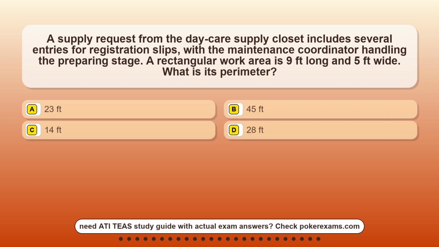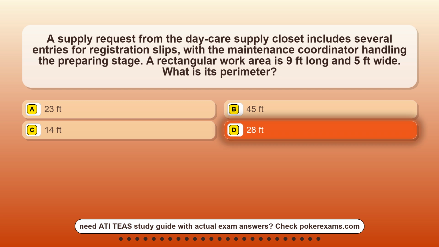Question 12. A supply request from the day-care supply closet includes several entries for registration slips, with the maintenance coordinator handling the preparing stage. A rectangular work area is 9 feet long and 5 feet wide. What is its perimeter? Option A, 23 feet. Option B, 45 feet. Option C, 14 feet. Option D, 28 feet. The correct answer is option D, 28 feet.